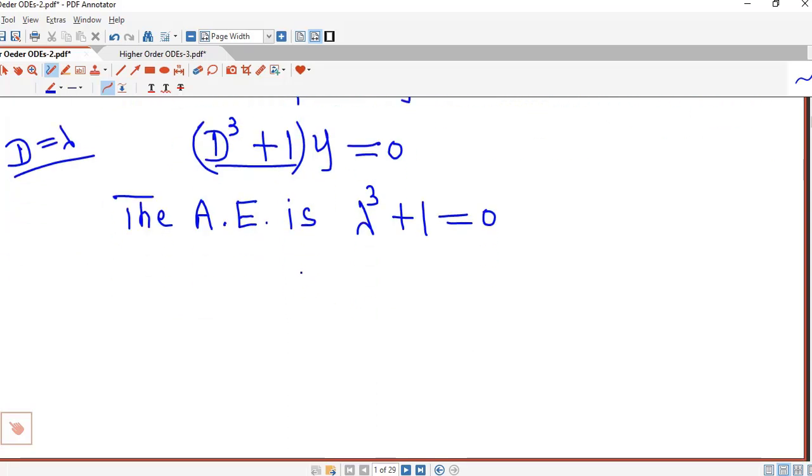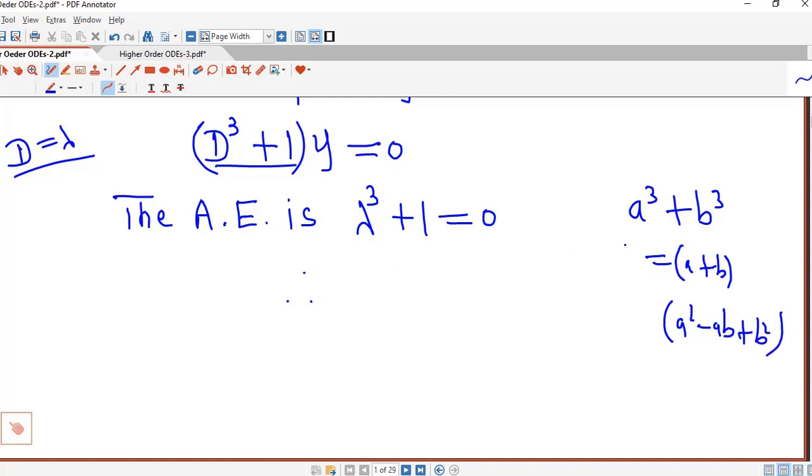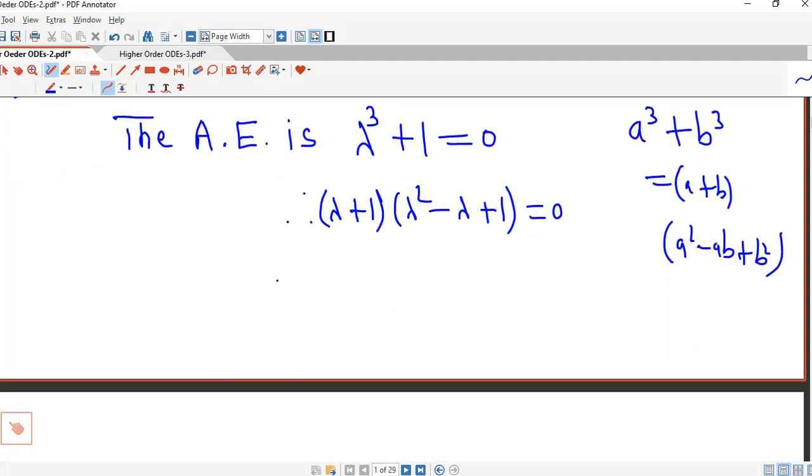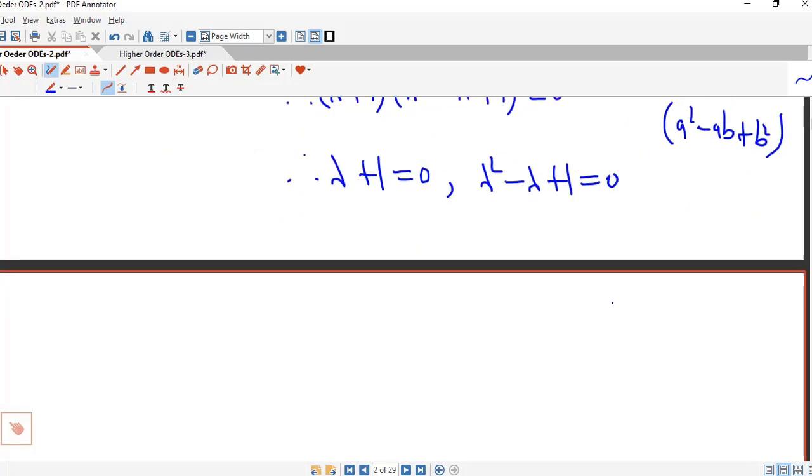This is easy to factorize. We have a ready-made formula for a cube plus b cube, that is a plus b times a square minus ab plus b square. So here a is lambda and b is 1, so we have lambda plus 1 times lambda square, minus lambda into 1, that is minus lambda, plus 1 equal to 0. So therefore lambda plus 1 is 0 and lambda square minus lambda plus 1 equal to 0. From lambda plus 1 equal to 0 we obtain lambda equal to minus 1, which is a real root.